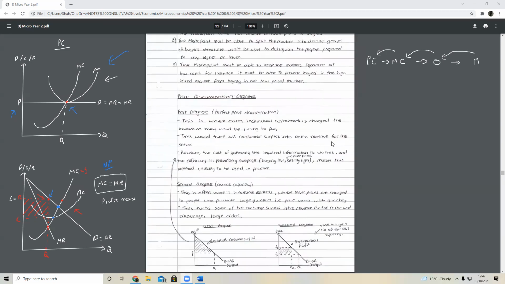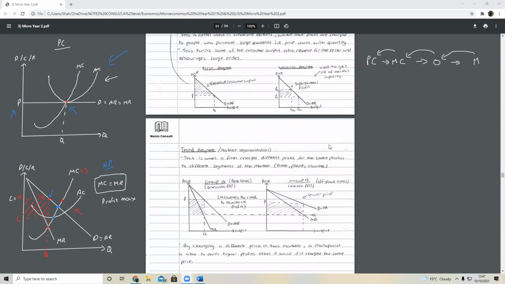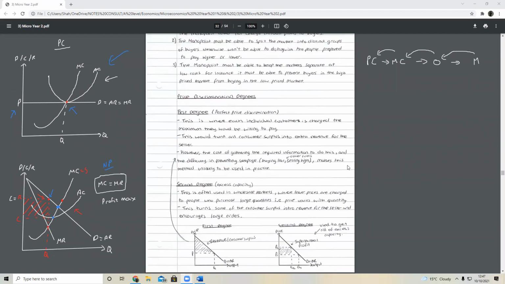Okay, so there are three degrees of price discrimination that we're going to look at. There's first, second, and third. So if you look at the first degree of price discrimination, okay, this is also called perfect price discrimination. This is where each individual customer is charged the maximum they are willing to pay for a given good. And this will turn all consumer surplus into extra revenue.